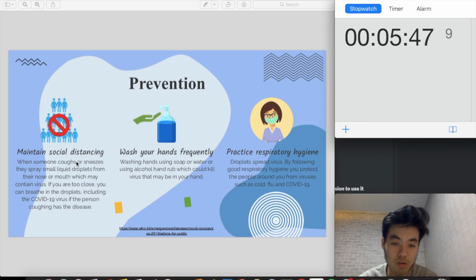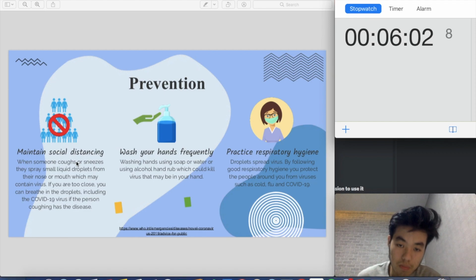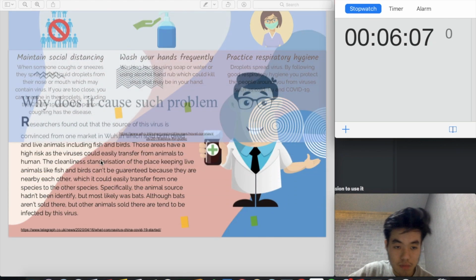Washing hands using soap and water, or using alcohol hand rub, could kill virus that may be on your hands. Practice respiratory hygiene. Droplets spread the virus. By following good respiratory hygiene, you protect the people around you from viruses such as cold, flu, or COVID-19.